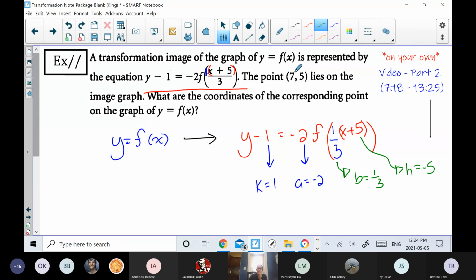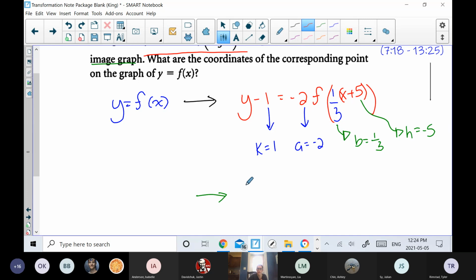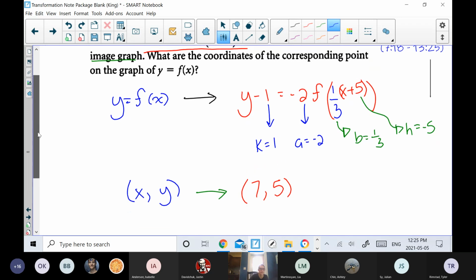Then it says the point (7, 5) lies on the image graph. So you have to say, where does it go? Is it here or here? If they say it's on the image graph, remember that's always the transformed graph. So (7, 5) goes here, and what they want is the coordinates of the corresponding point on the regular graph. So they want this guy. You might think, last time we did this in the first lesson, we went backwards. It's going to be a lot of work going backwards, but if you remember the mapping, you will be able to get it.